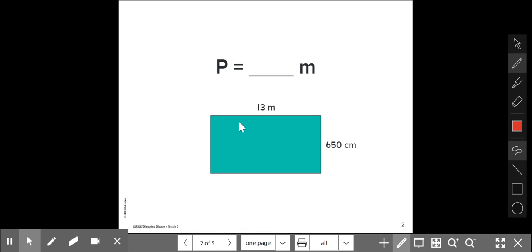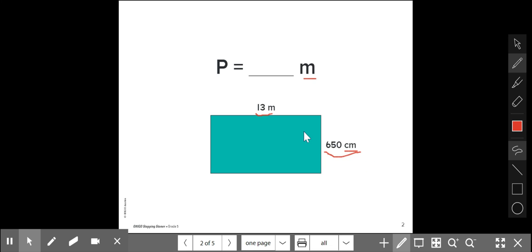So what is the perimeter? Well, the perimeter is determined by adding all 4 sides together again. And look at what we've got here. We have the letter M. That letter M this time, in most cases, is going to represent a measurement in meters. So if we look at this, we see that one side has 13 meters. Oh no, and this side has 650 centimeters.